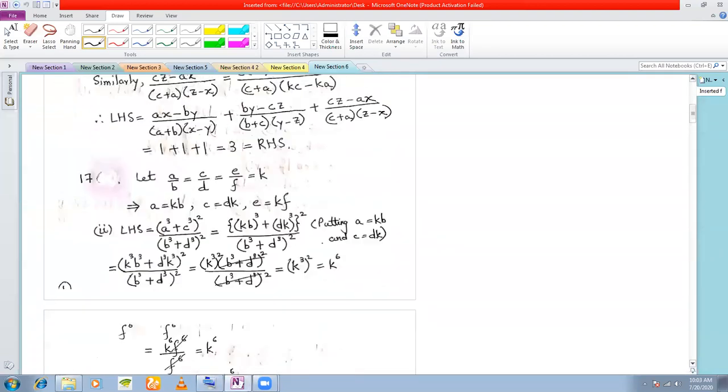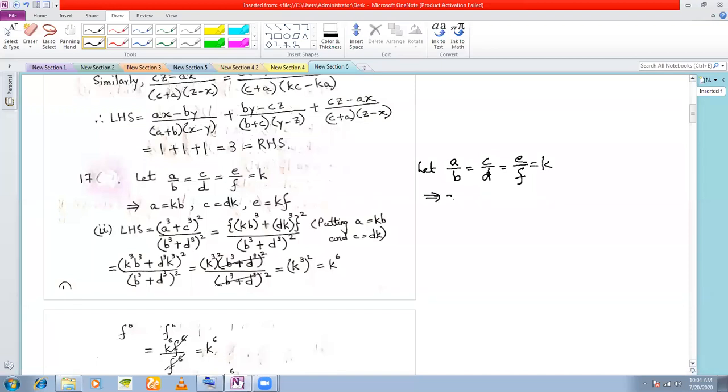Let us start from 17. Okay, now a by b, it is given to you that a by b is equal to c by d is equal to e by f. This is given to you. So whenever this kind of equality is given, I assume this is equal to k. This is the rule for solving any problem on proportion. You assume all the equalities are equal to k.